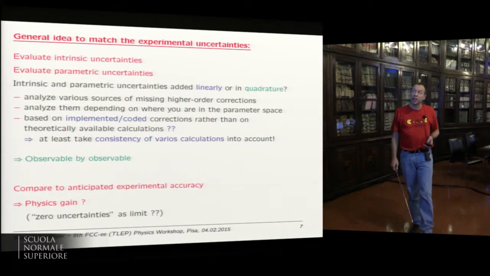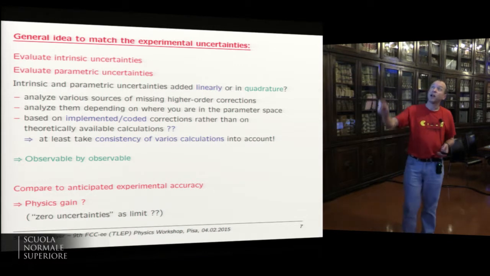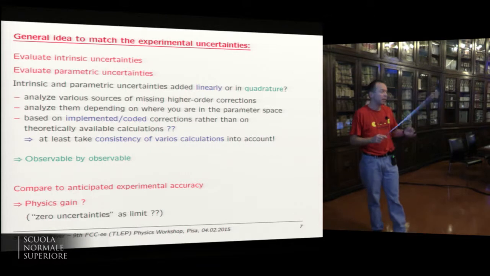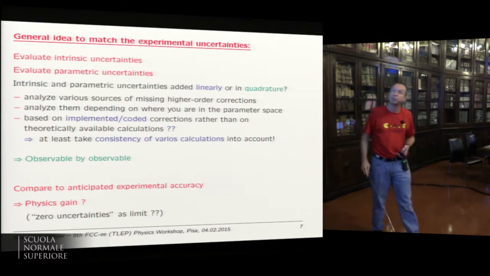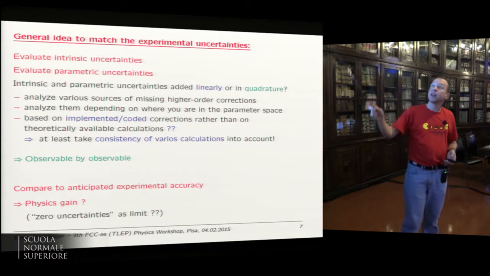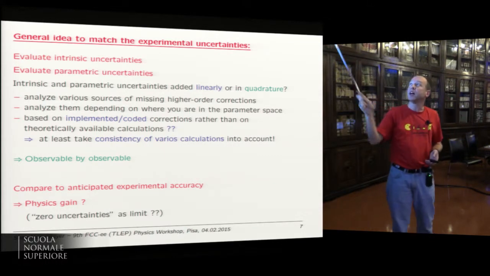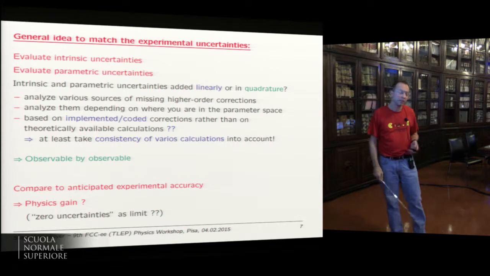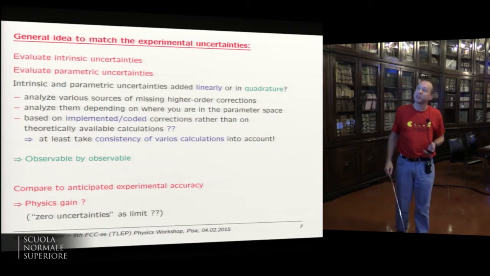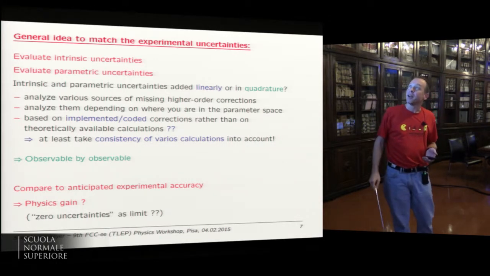The general idea is that to match the experimental uncertainties, we have to evaluate the intrinsic uncertainties. These are the ones from the missing higher order corrections, all the loops that we haven't calculated. And we want to look at the parametric uncertainties. Then the question arises how these are added, linearly or in quadrature. This is a difficult subject, let's say, and I just mention it here. It will be discussed further.